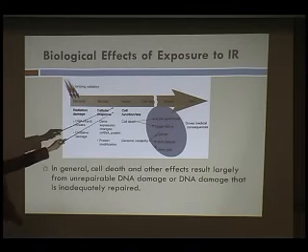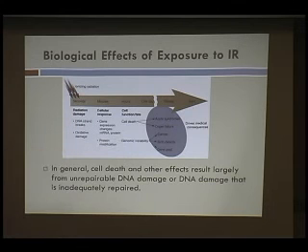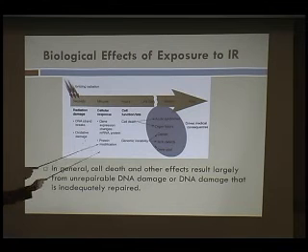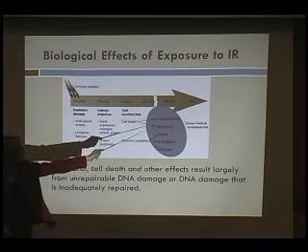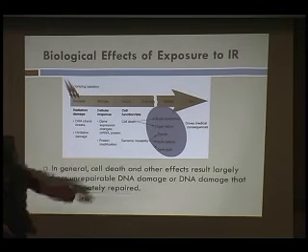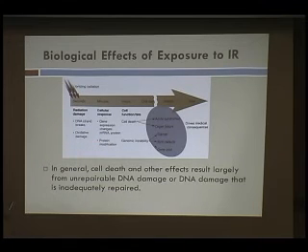However, depending on the dose, you can also have the cell be repaired, and the cell's fine, and the person goes on normally. And then ultimately, you can get different outcomes: cancer, birth defects, effects on the gene pool. But again, it depends on whether the DNA was effectively repaired or inadequately repaired.